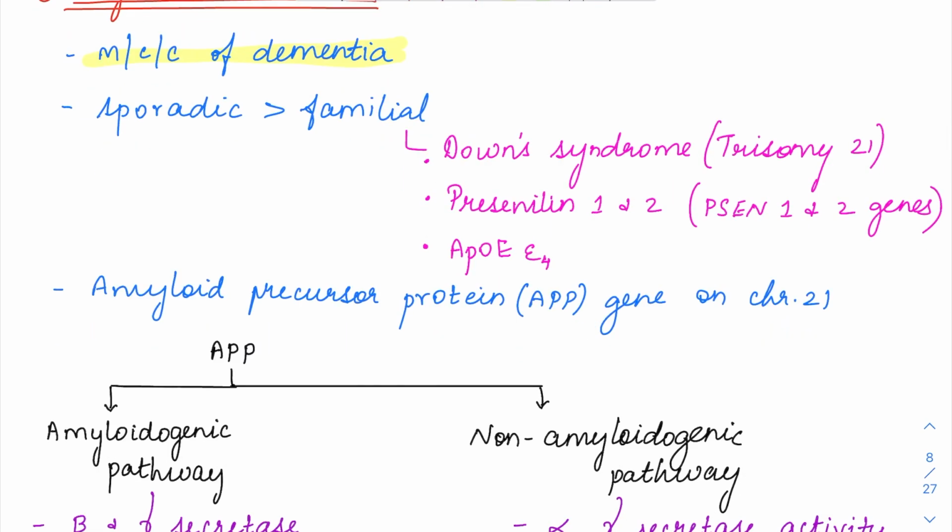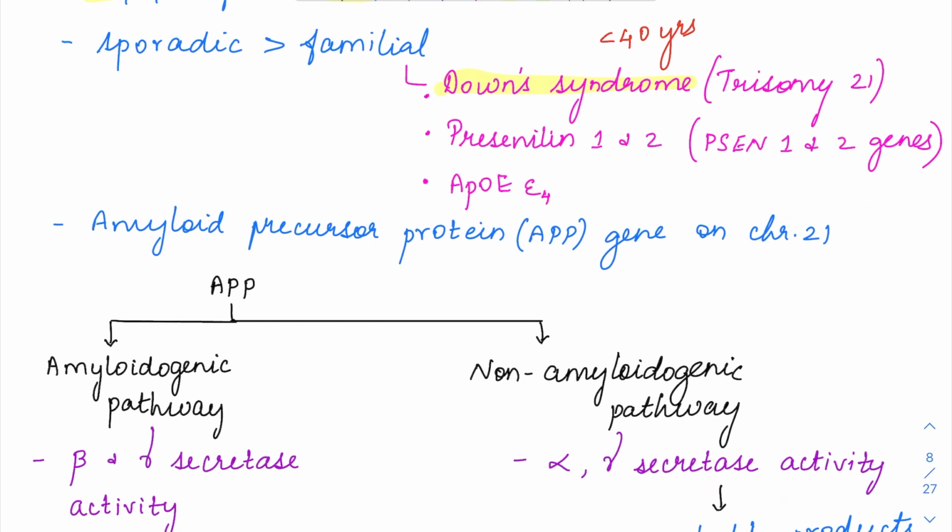Usually it is sporadic, but sometimes it can have a familial association, especially with Down syndrome. Alzheimer's is usually associated with senile people, or the elderly age group, who start developing this dementia. But in Down syndrome, this dementia starts appearing before 40 years of age. Why? Because it is related to the pathogenesis. Let me tell that in a while.